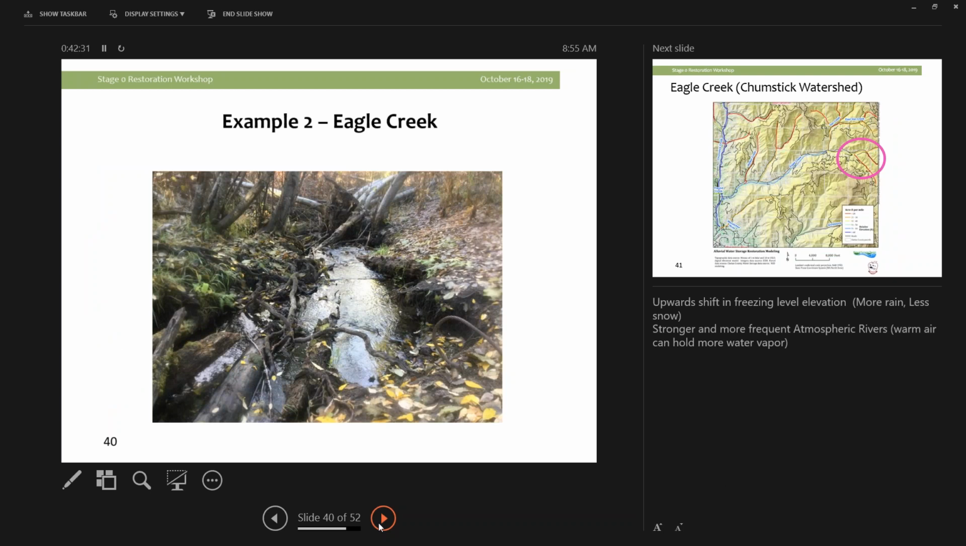All right, I'll just talk about Eagle Creek here for just a couple minutes, mostly to contrast it with Poison Creek and some of our design thinking and how it's different. This is a project that's not in the ground yet. It'll be built next spring or summer, and it's in the greater Chumsick watershed.